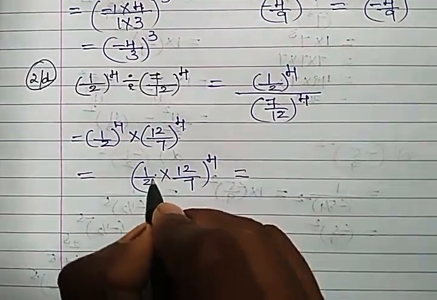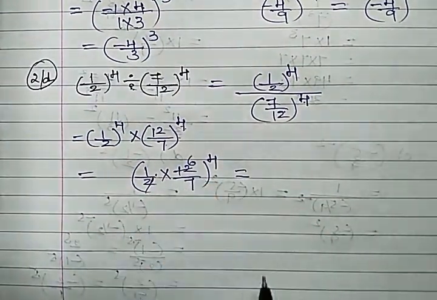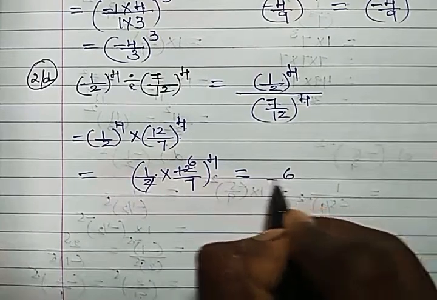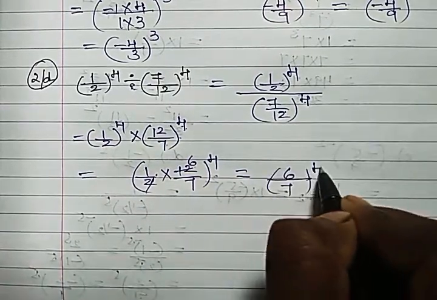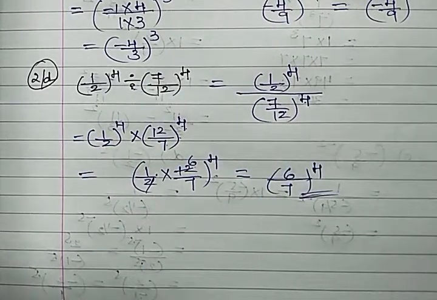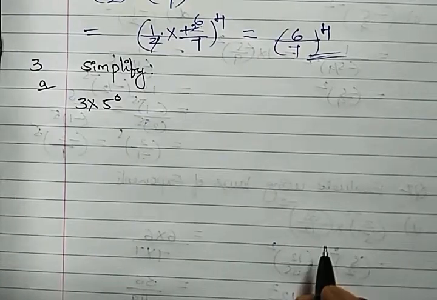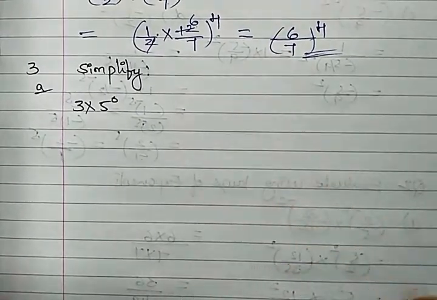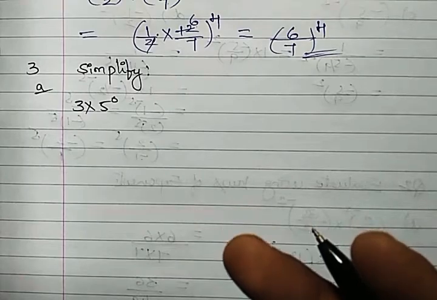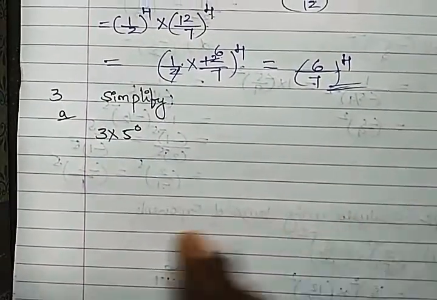Now here 2 ones are 2, 2 sixes are 12. So 1 into 6, 6 by 7 whole power 4. So that's the answer for 2D. Now question number 3, simplify. We just have to again use the laws of exponents and simplify these questions.